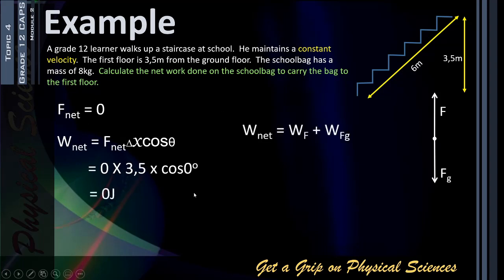You can, however, also calculate the net work by adding the work done by the applied force to the work done by gravity. And we know the applied force will do 274.4 joules of work, and gravity, while the school bag is moving upwards to the first floor, will do negative work of 274.4 joule, and that also gives you a value of 0 joule.